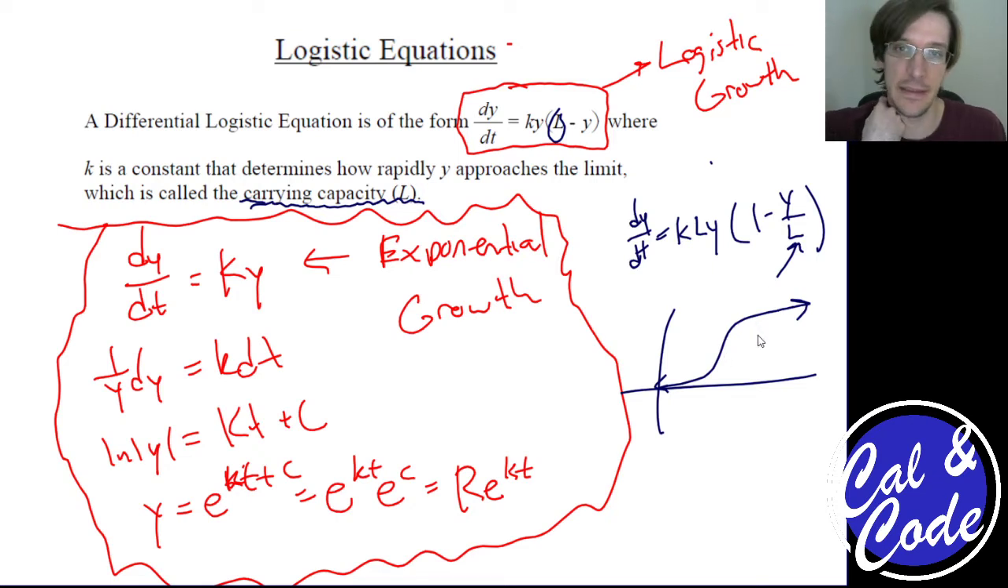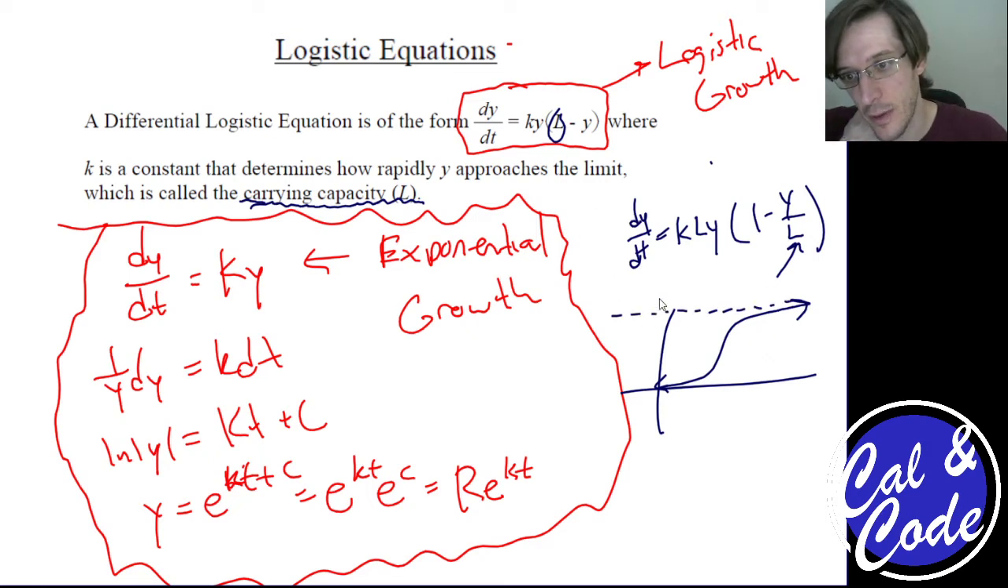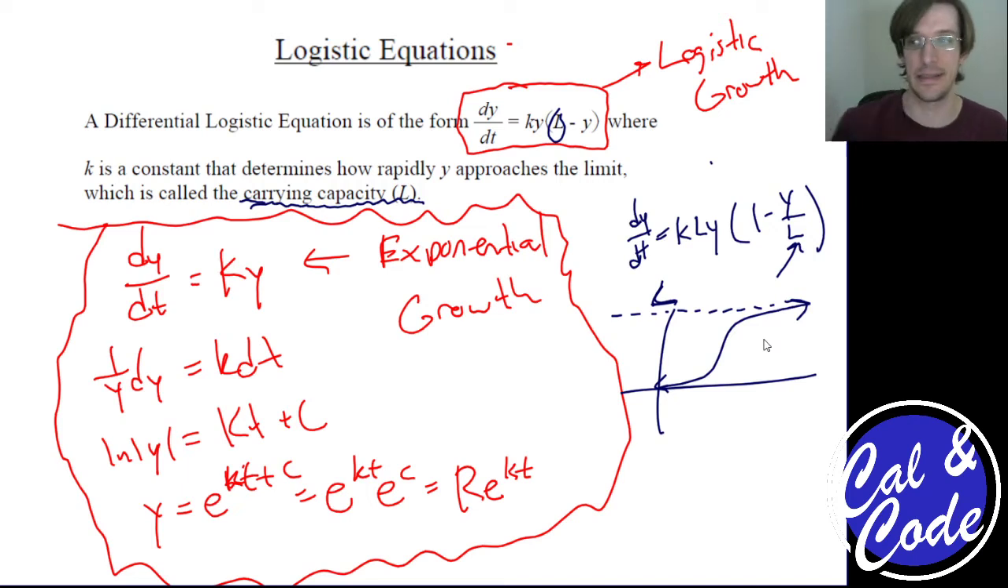So this is what logistic growth looks like. As we head out towards infinity, we approach this line L. In real life, depending on what the thing is, if it's a population of, let's say, deer or something, you might go above that carrying capacity and then back down. But basically, as time goes on, you're going to try to remain fairly close to the carrying capacity.